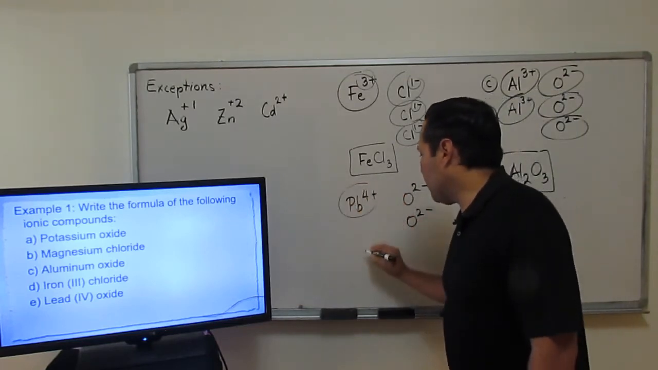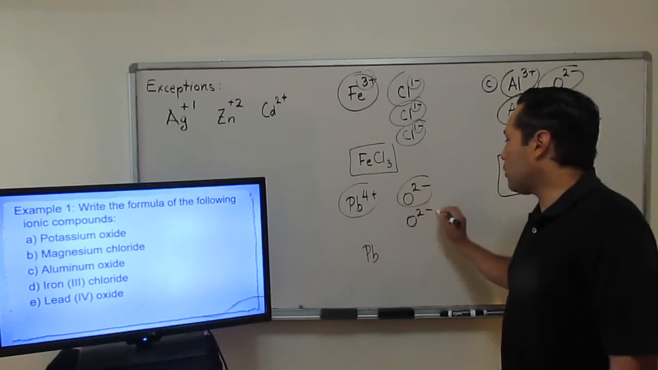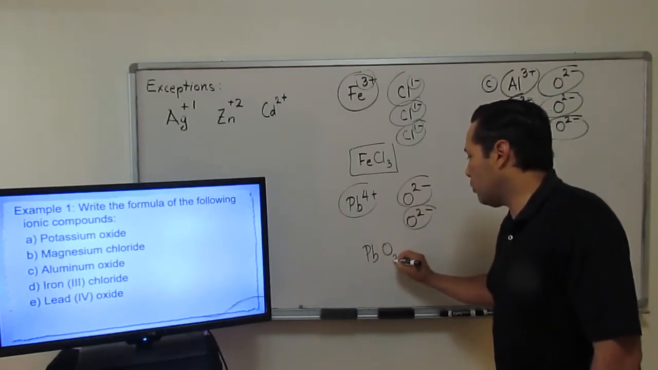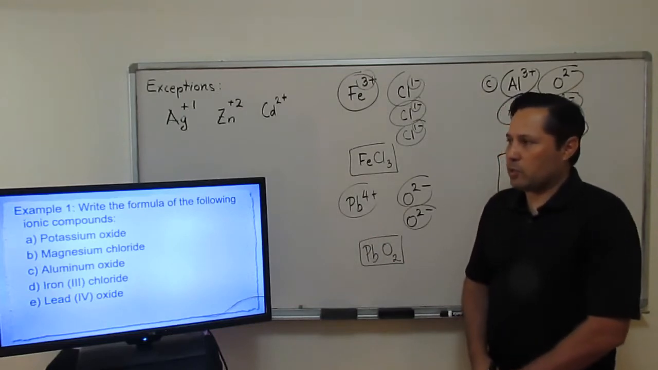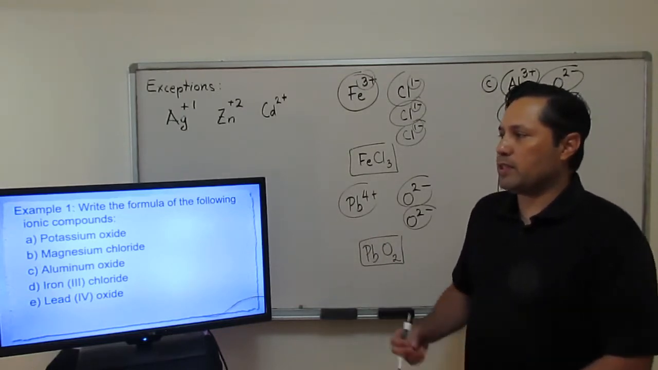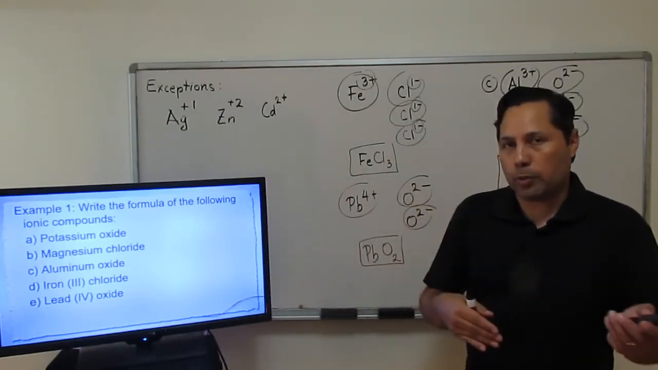Only have 1 Pb, so I'm just going to write Pb with a 1, which I don't write, and 2 oxygens, so I write an O with a small 2, and there's our answer. So that's example number 1. That's how you solve from the name to the formula.